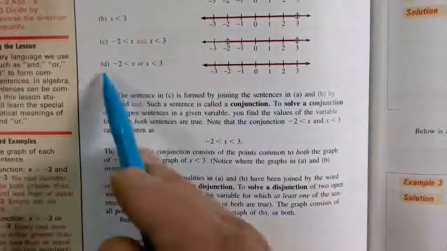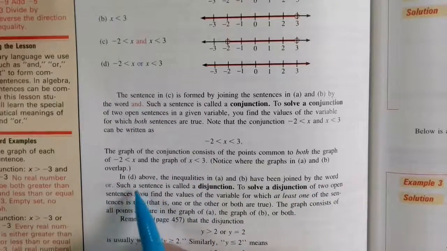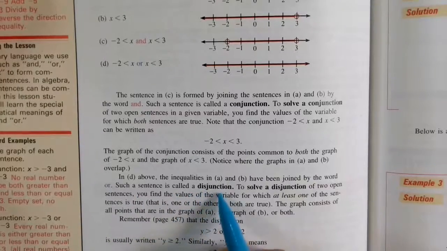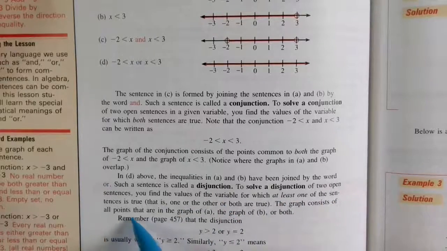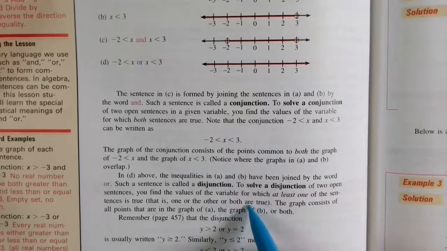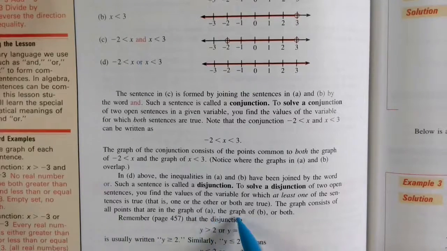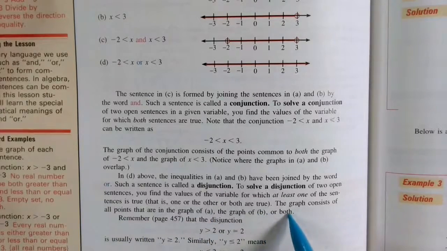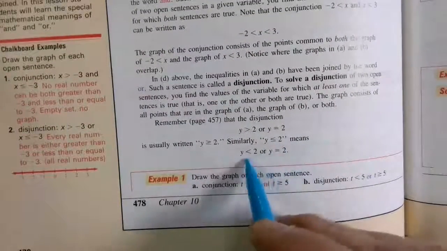In example D, the inequalities have been joined by the word or. That kind of sentence is called a disjunction. In order to solve a disjunction, you find the values of the variable for which at least one of them is true. One or the other, or both. As long as you've got one, you're good. The graph consists of all the points that are in the graph of A, the graph of B, or both of the graphs. So remember, the disjunction y is greater than 2 or y is equal to 2 is usually written y is greater than or equal to 2. Similarly with y is less than or equal to 2. That's an or sentence. That's a disjunction.